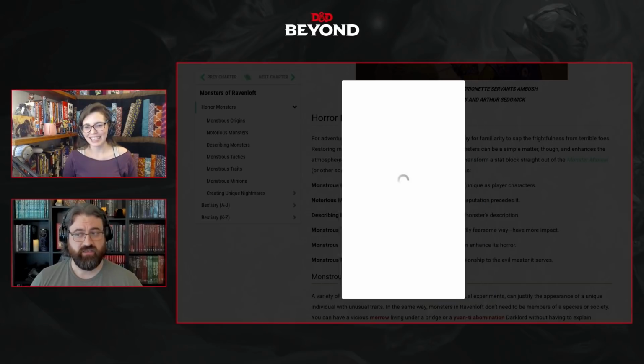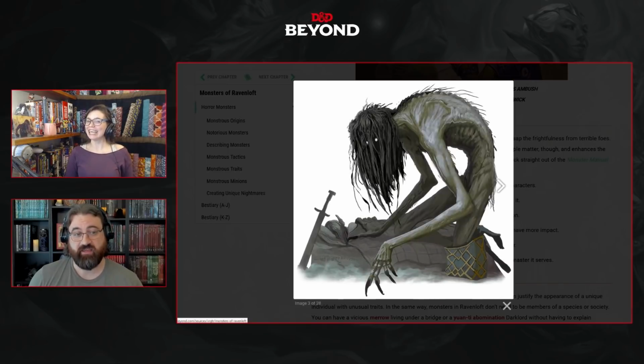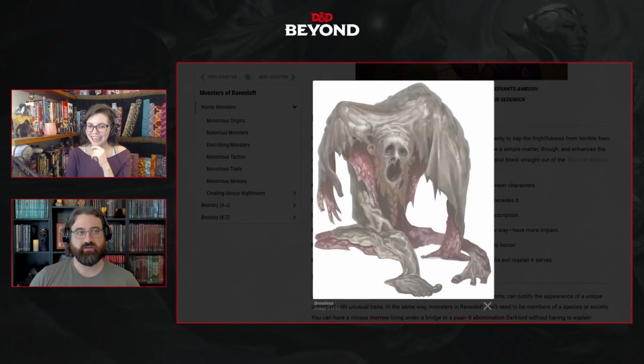Because some of these you don't necessarily need to fight them. You could maybe negotiate with the body taker plant. It speaks deep speech. It's telepathic. It's intelligent. It has wants and desires. You might be able to talk it down or barter with it, buy it off. Go whatever way works for your table. Those options are there.